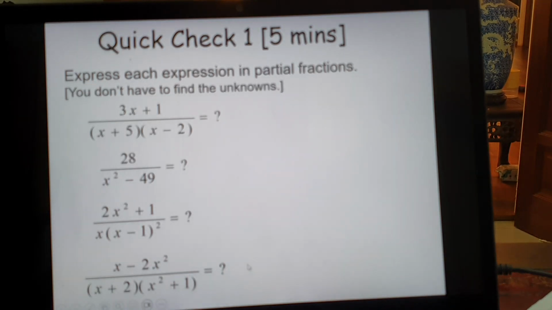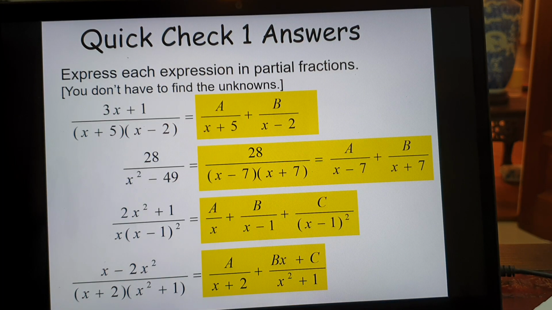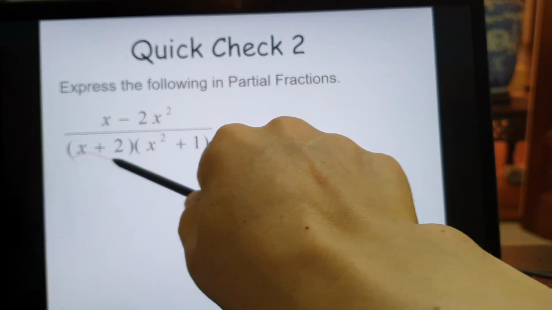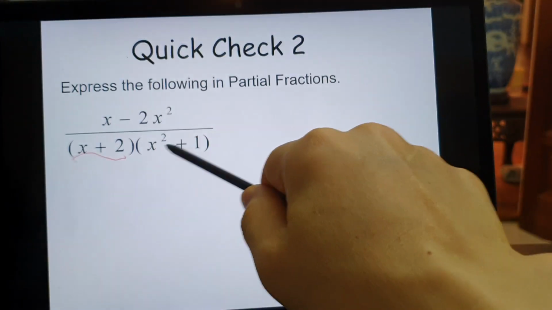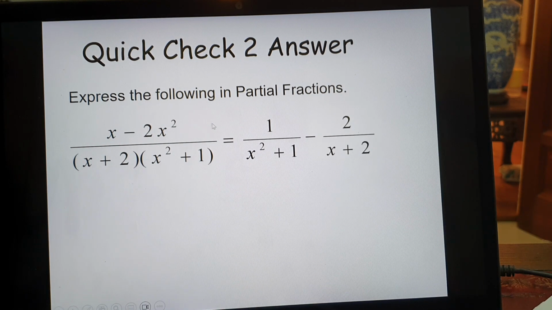Okay, just a quick check. Express each one in partial fraction. Just go and do it this way. Yeah, so you just go and try it out if you want. This one, partial fraction. Now, can you see that this is linear? So the numerator should be just a. This one, you cannot factorize it, so it has to be bx plus c. Okay, so you go and try now.